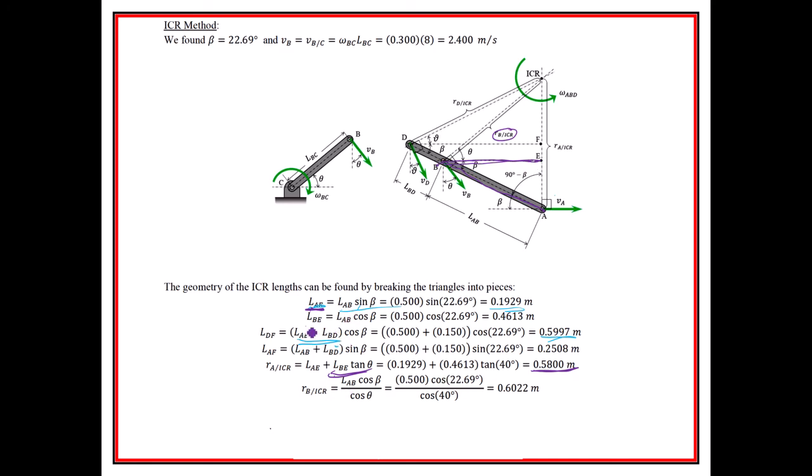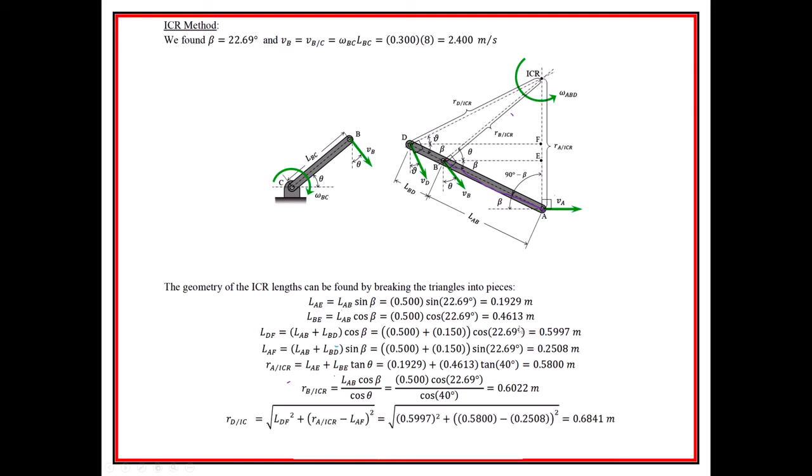So I probably could have used that guy right there. I didn't have to call it LAB right here. I could have called this guy my LBE, and divided by the cosine of theta, and that would have given us this length right there, because that's the hypotenuse of this triangle. I'm telling you, sometimes the ICR is not the most convenient way to do things, because you have to play around with a little bit of geometry.